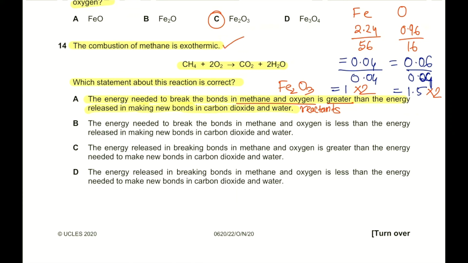Now the next point. The energy needed to break the bonds in methane and oxygen is less than the energy released in making new bonds in carbon dioxide and water. Guys, this is a correct statement. What it means is that when methane was reacted with 2O2, the energy needed was much less than the energy that was given back when it turned into carbon dioxide and 2H2O. So 14B will be the correct answer, guys.